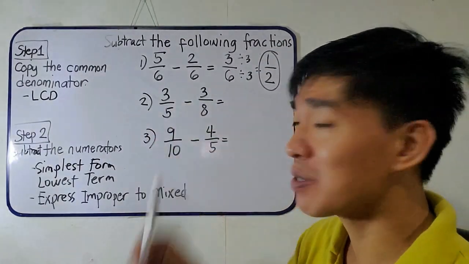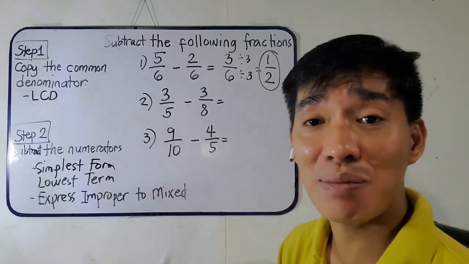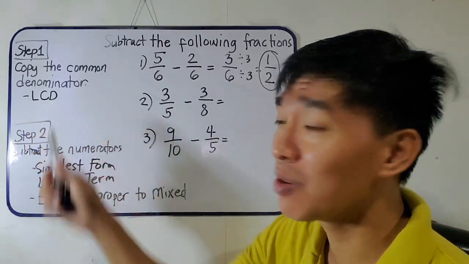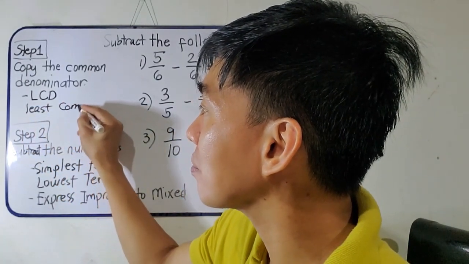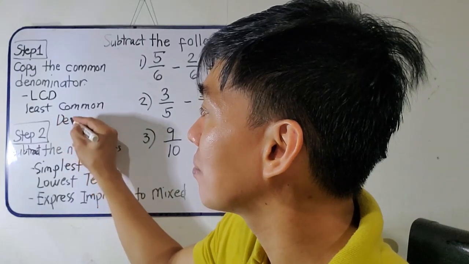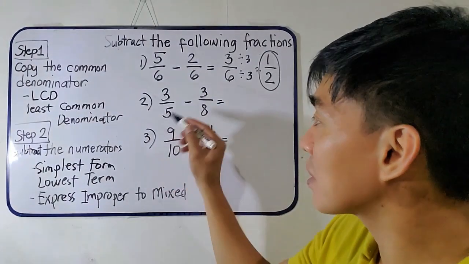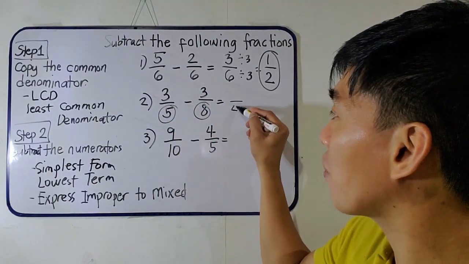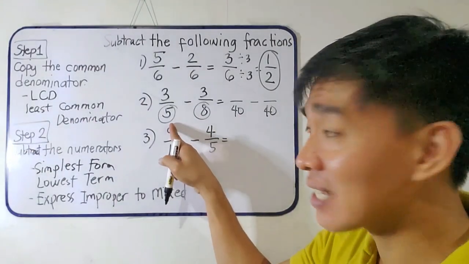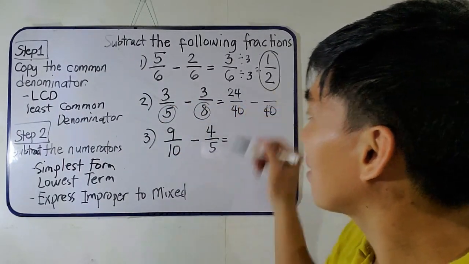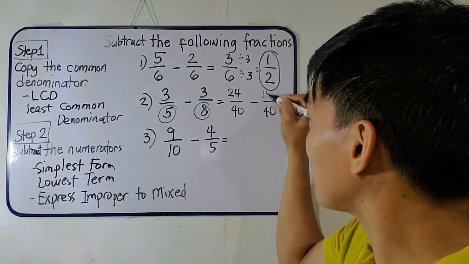Next one, 3/5 minus 3/8. Copy the common denominator. But in this case, they don't have the same denominators. So all we have to do is look for their LCD or least common denominator. The smallest number where these two will meet. Of course, 5 and 8 will meet at 40. So 40 divided by 5 is 8 times 3, that's 24. Same thing, 40 divided by 8, that is 5 times 3, that is equal to 15.